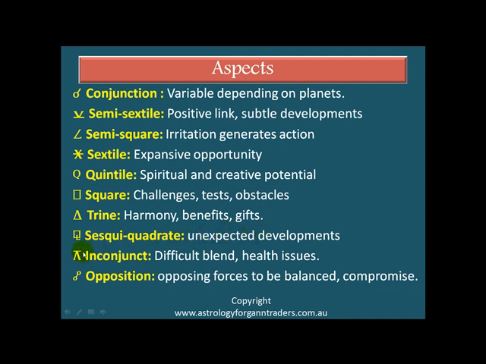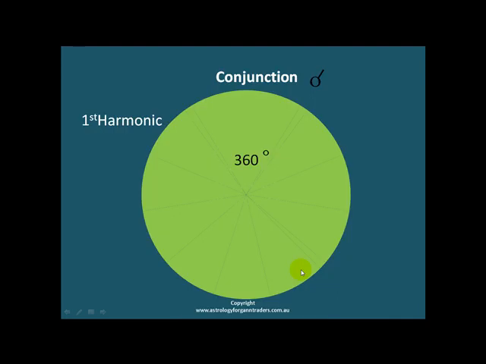The inconjunct is a table, and it's 150 degrees, and it's a difficult blend, and you can have health issues under transits of that sort of planets. And the opposition basically looks like a seesaw, two people on each end, and it's 180 degrees, and its opposing force is to be balanced and compromise. So we're going to look at them individually now.